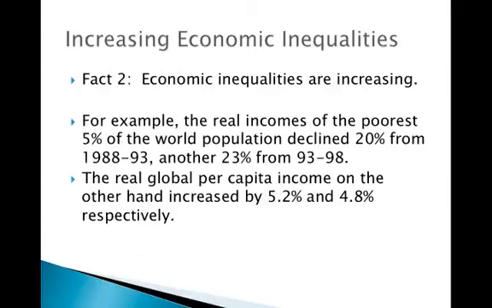Economic inequalities are increasing. For example, the real incomes of the poorest 5% of the world population declined 20% from 1988 to 93, another 23% from 93 to 98. So the real global per capita income, on the other hand, increased by 5.2% and 4.8% respectively. So incomes of the poorest is going down, whereas global wealth as a whole is increasing. So it's perplexing. Why is it happening? Is it bad that that's happening? What can we do to stop it if it is bad?